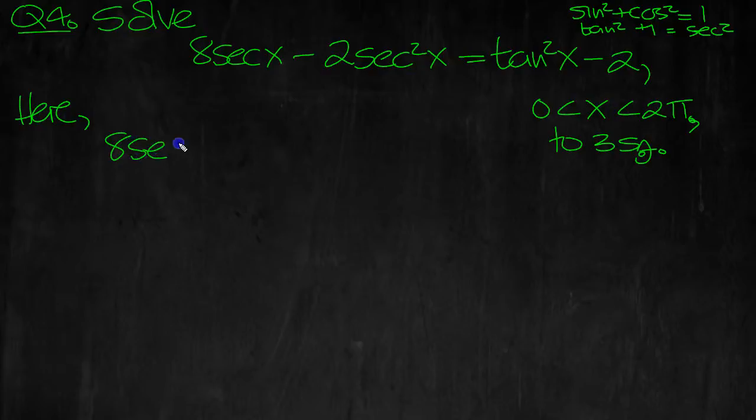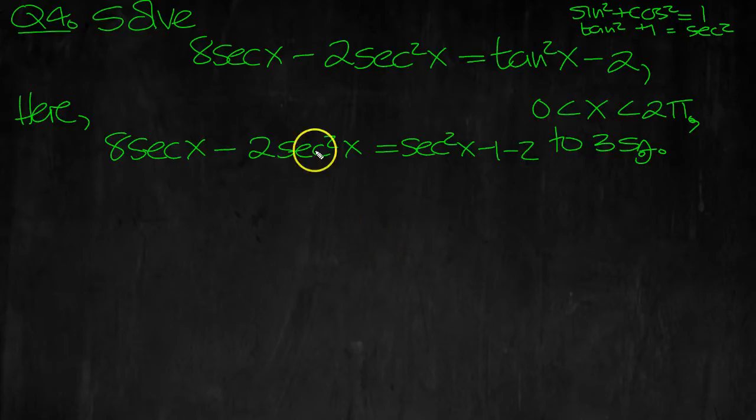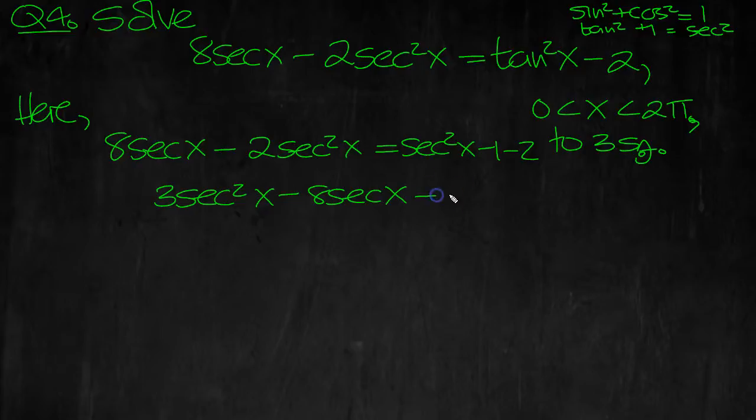we've got 8 sec x minus 2 sec squared x is equal to tan squared, which is sec squared minus 1, minus the 2. So we can move this minus 2 over to be plus 2 and we'll get 3 sec squared, won't we? Move the 8 sec over to be minus 8 sec x. And then we've got a minus 1 and a minus 2 as the numbers is minus 3, all on this side. There's nothing left over here because we moved them both over. So it equals 0.